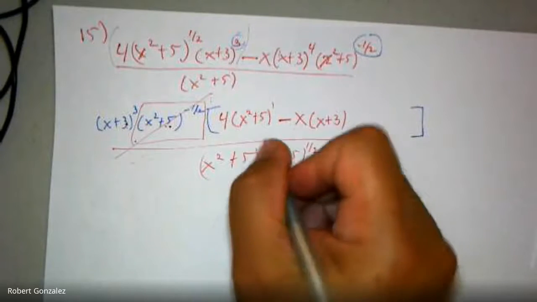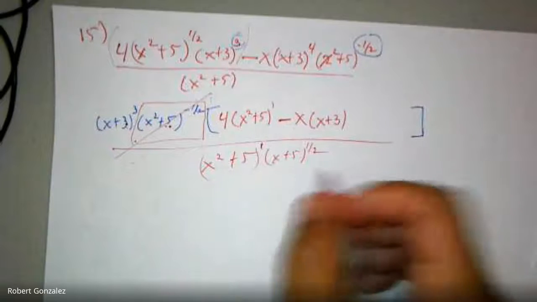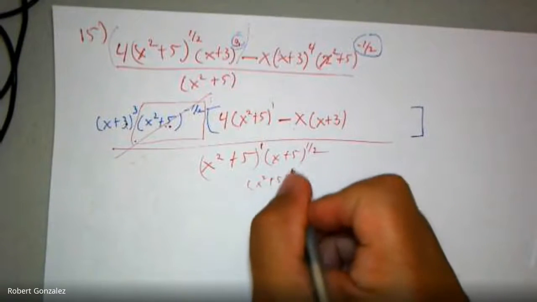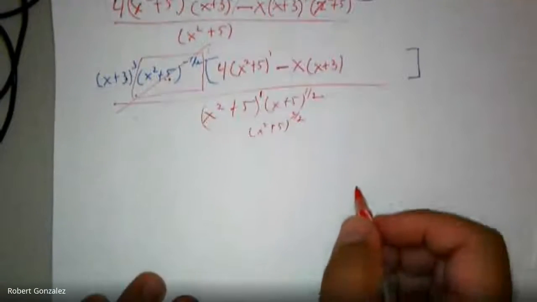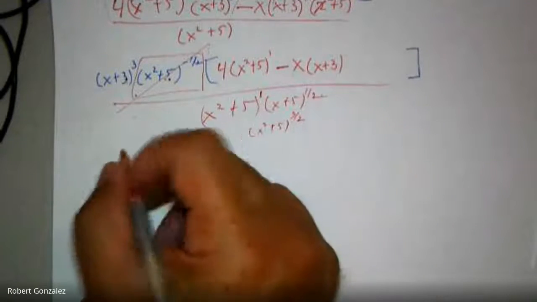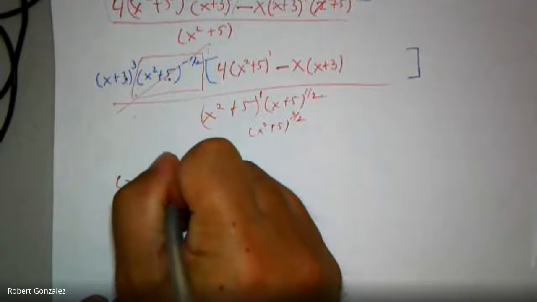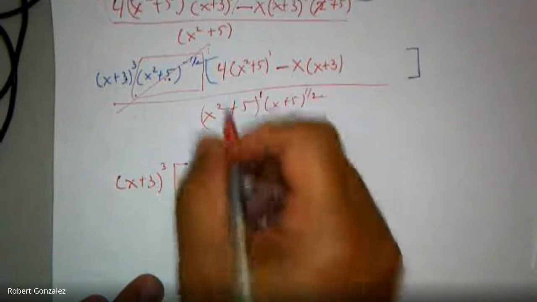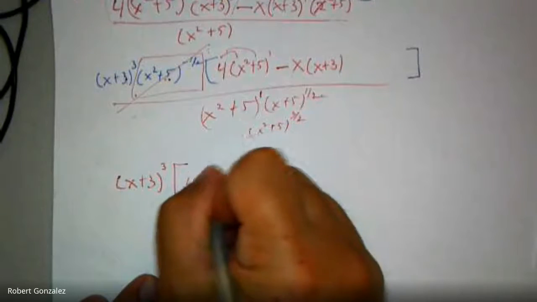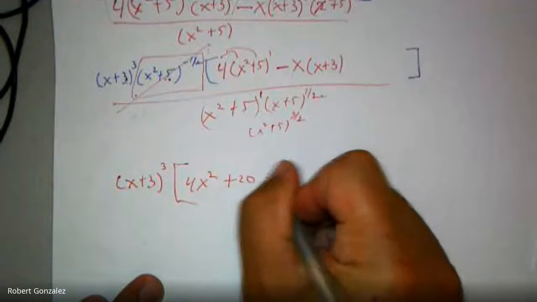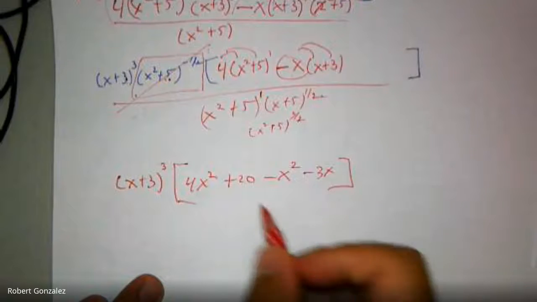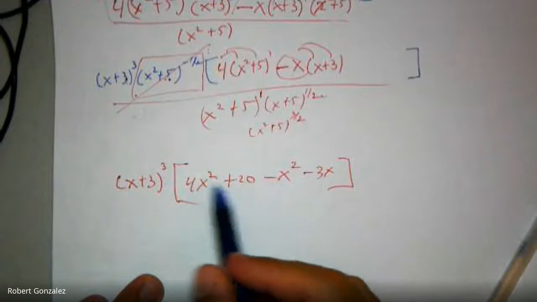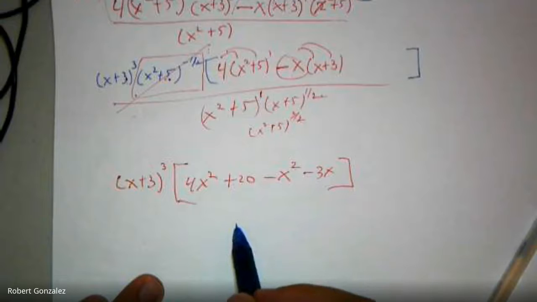Okay? And since I have the same base, this becomes x squared plus 5 to the 3/2, because I add the 1 and the 1/2. Now you see how it looks like the problem on the right-hand side of number 15. Let me continue to fix this up. I have x plus 3 cubed. I'm working on the numerator right now. And I've got 4x squared plus 20, and I've got minus x squared minus 3x. Okay. My 4x squared and my x squared, they combine.